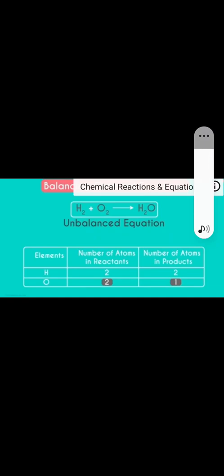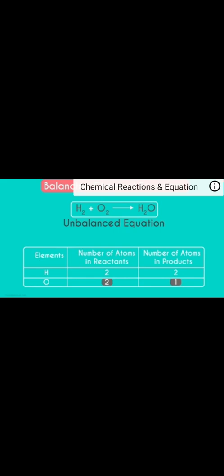Good morning, students. Today we'll discuss again from this first chapter, chemical reactions and equations, how to balance the reaction. So, first of all, you can see here this is the unbalanced reaction or equation, you can say. Hydrogen plus oxygen will give rise to water.